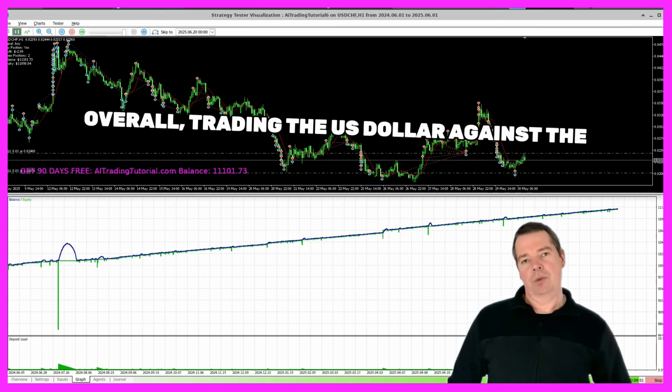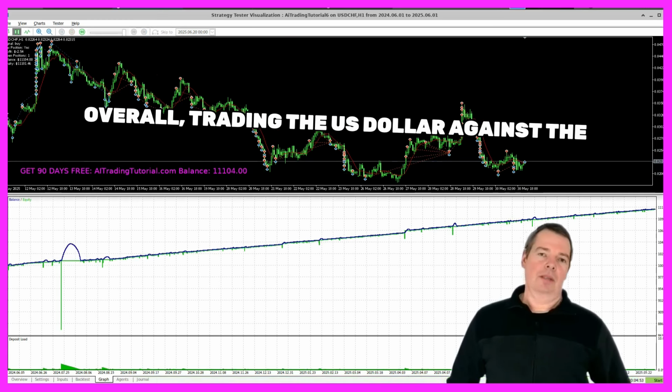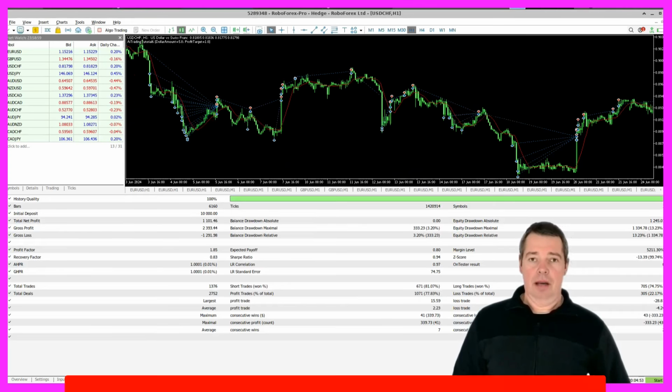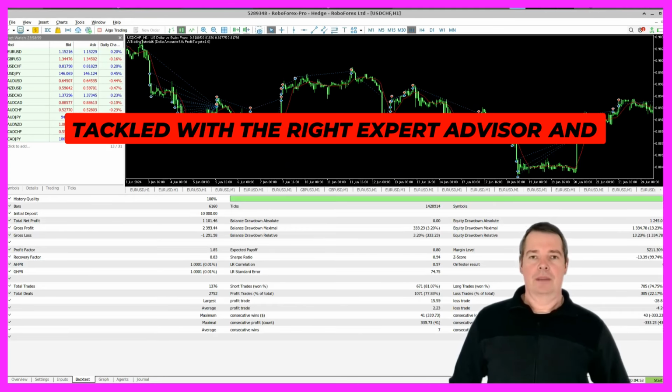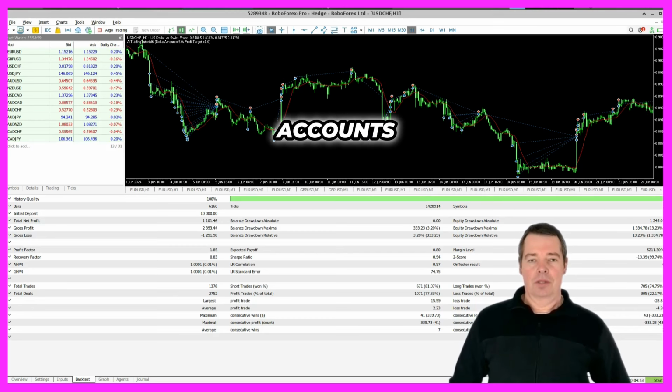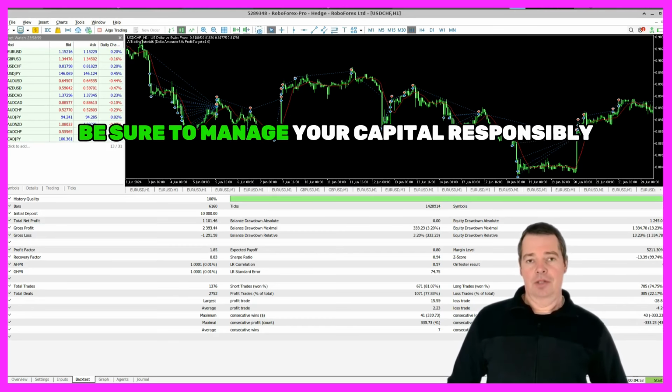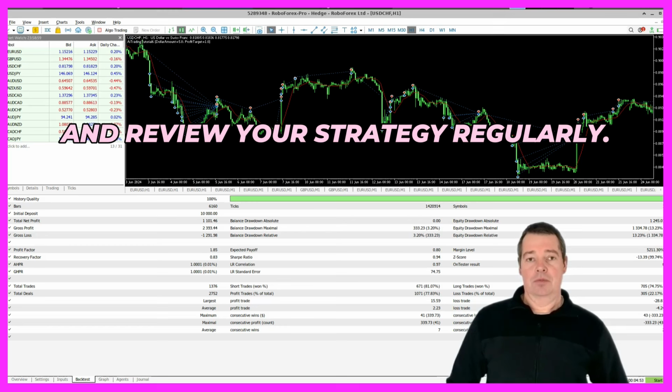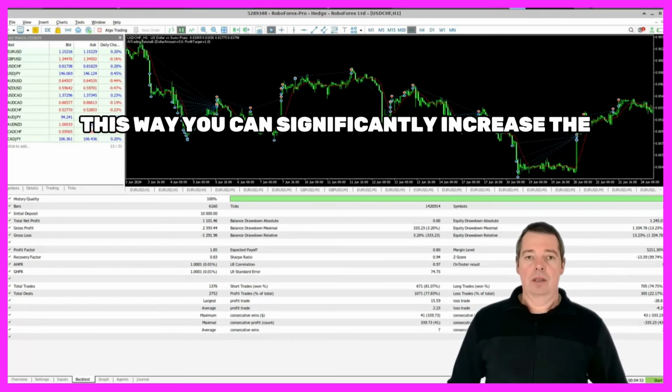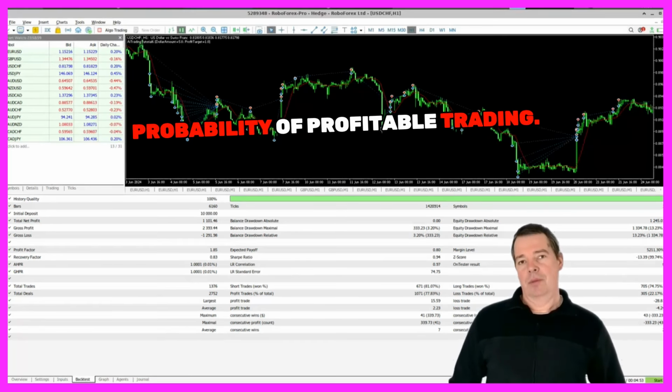Overall, trading the US dollar against the Swiss franc is a challenge that can be tackled with the right expert advisor and careful testing on demo accounts or cent accounts. Be sure to manage your capital responsibly and review your strategy regularly. This way you can significantly increase the probability of profitable trading.